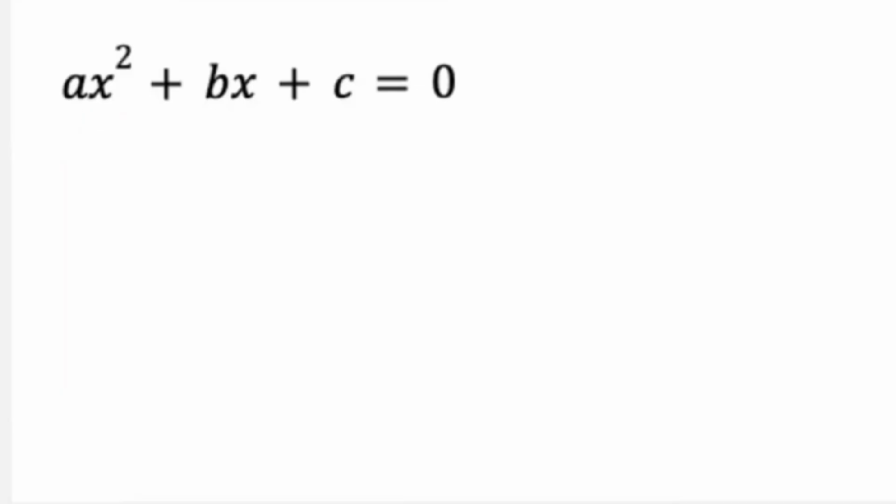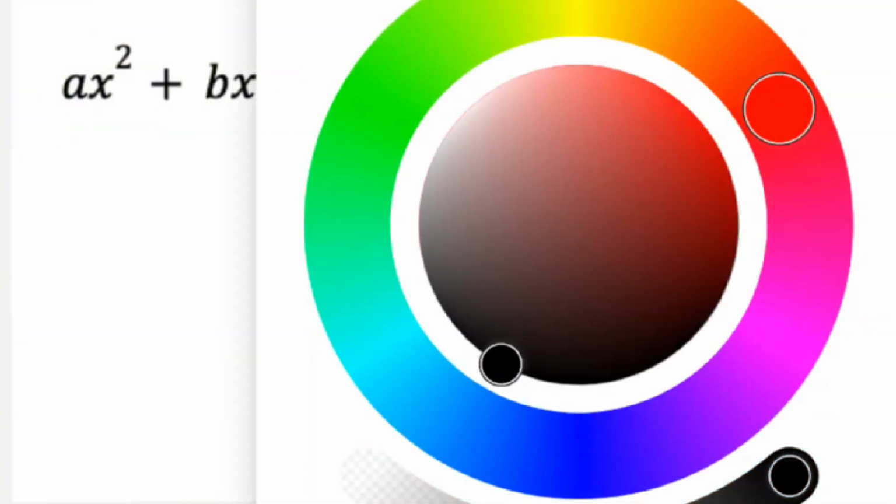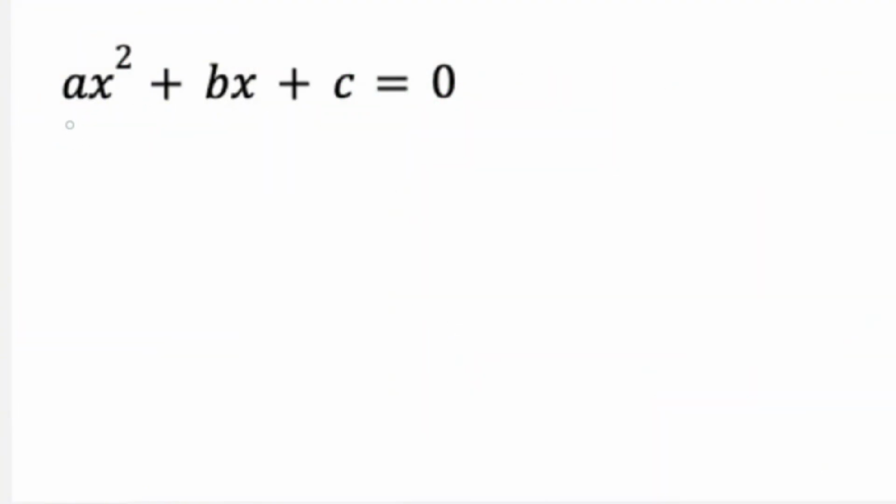So how we're going to proceed is we want to complete the square. But in order for us to complete the square, we need to have 1 in this coefficient right here. So how are we going to achieve it? Well, we're going to start off by dividing by a.